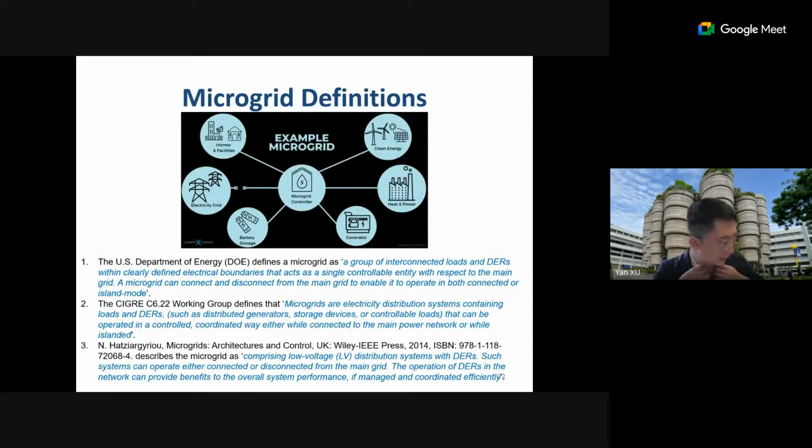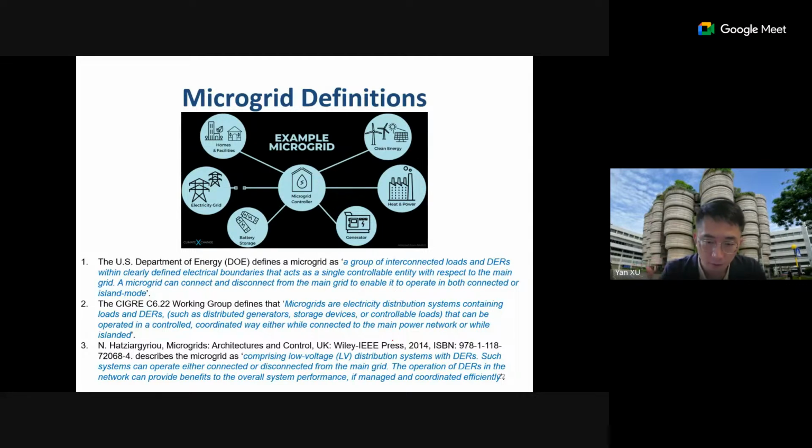So first of all, let's have a recap of the microgrid. Although I have introduced this concept since the second lecture in the energy internet, officially we have some definitions for the microgrid. You can see here we have several different definitions from the US DOE, the working group in CIGRE, and also a textbook from Professor Nichols, a top expert in microgrids. If you read these definitions, you will find that they are more or less similar.